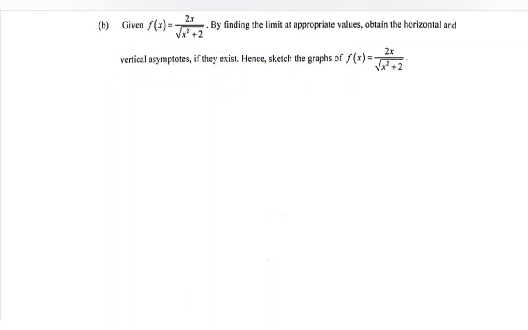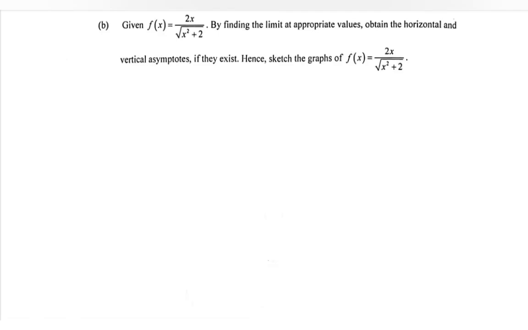Okay, next, kindly refer to part b. Given the function f(x) equals 2x over the square root of x squared plus 2. By finding the limits at the appropriate values, obtain the horizontal and also the vertical asymptotes, if they exist, and hence sketch the graph of the function f(x).